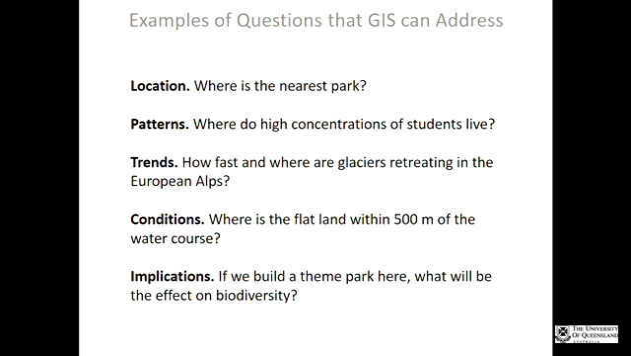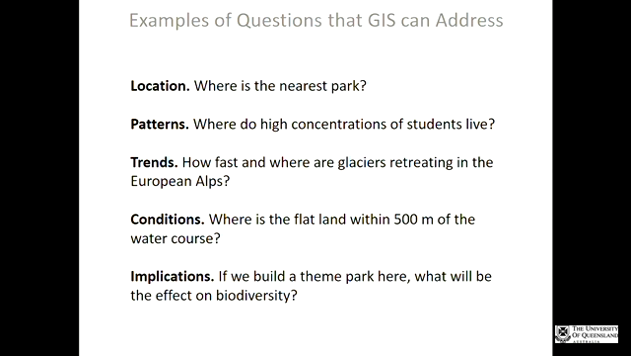Where is the flat land within 500 meters of a watercourse? Something we might need to know if we're planning urban development close to a watercourse. These might be areas we want to exclude, for instance, or include in that planning process. We can ask questions about implications, so we can do scenarios. If we build a theme park here, what's the likely effect on biodiversity or social cohesion or anything like that? So we can ask a range of types of questions.